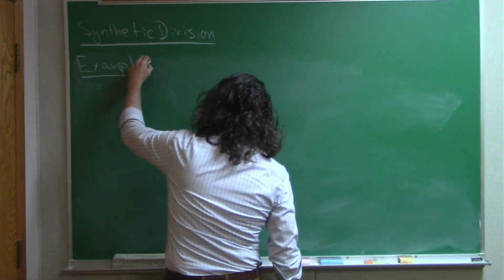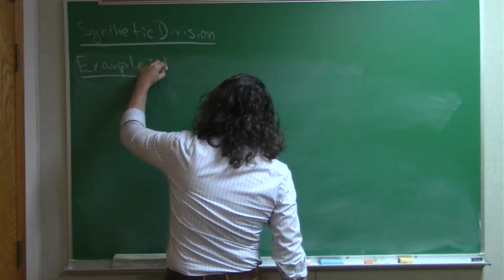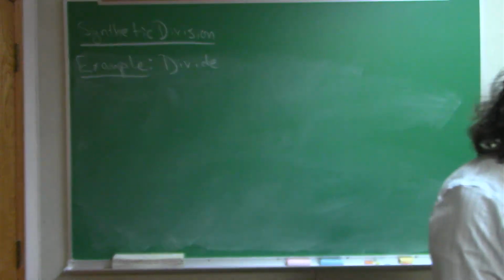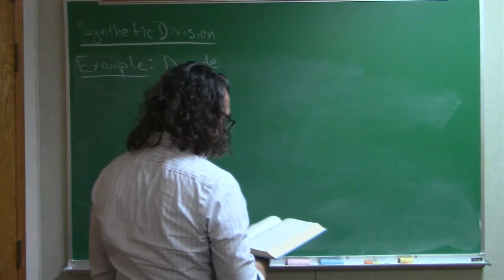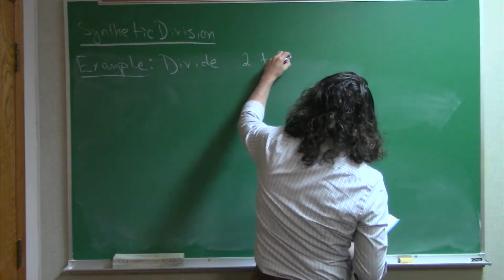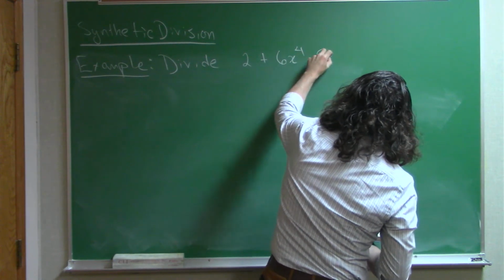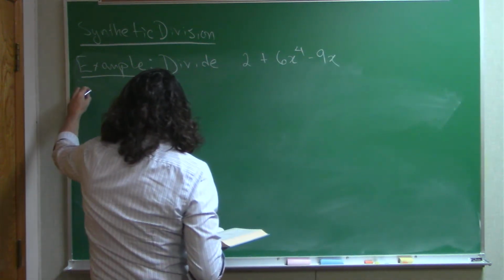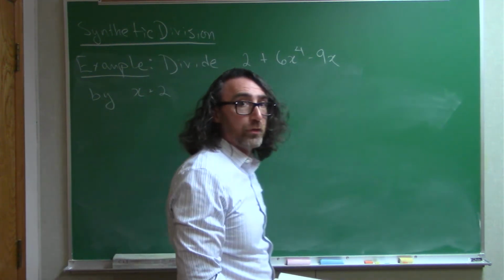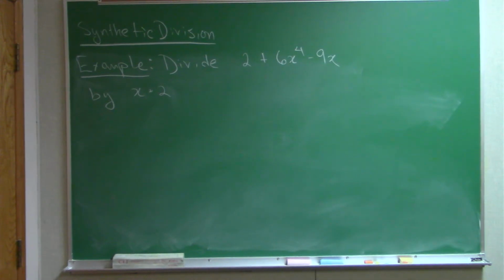So another example, we're going to divide, and let me pull one from a textbook that I've got lying around here. We're going to divide this polynomial, 2 plus 6x to the 4 minus 9x. We're going to divide that by the polynomial x plus 2. And we're going to use synthetic division.